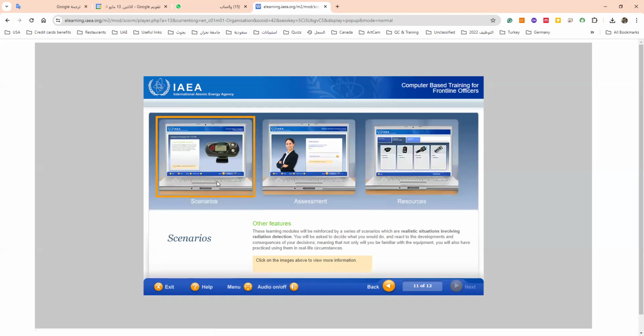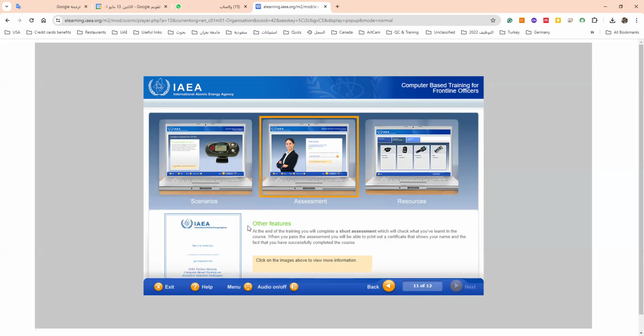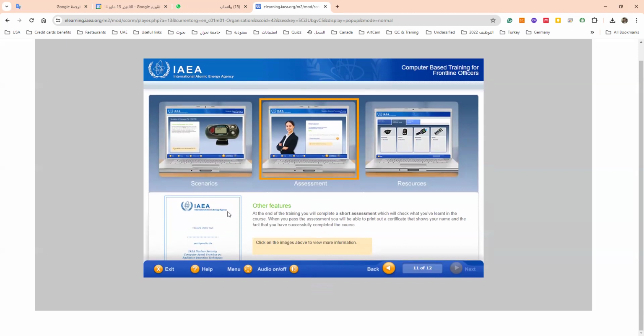So we have two scenarios. It is not required from you. Okay, and if you're interested, there is a short assessment at the end of this training after completing the scenarios, and you will get a certificate from the IAEA. Ensure to start by registering your name to appear as you would like it to appear in the certificate.